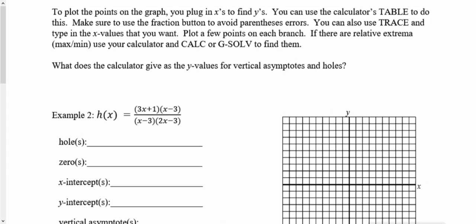You can make sure you plot a few points on each branch, and if there are any relative extrema, any max or mins or turning points, that you use your calculator or Desmos and actually find the coordinates of those turning points using either Desmos or Calc on your calculator or GSolve if you have a Casio. The other thing to notice in your table is what does the calculator give as the y values for vertical asymptotes and holes? And the calculator is going to say error. Now, when we write things in our tables, we would write does not exist instead of error, but the calculator says error.